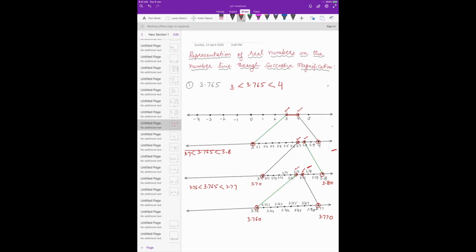Now what is our number? Our number was 3.765, which we can easily locate on the number line. So we know precisely where this number lies on the number line, and we could do it through successive magnification.